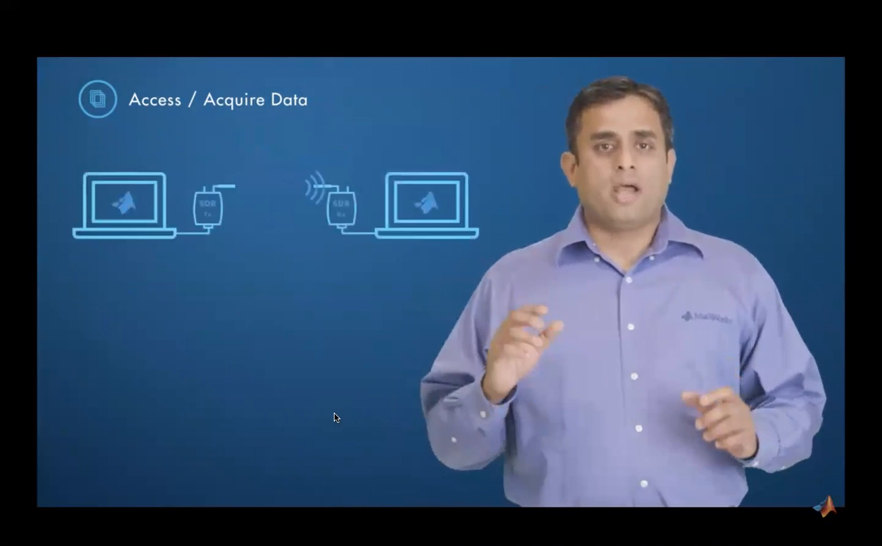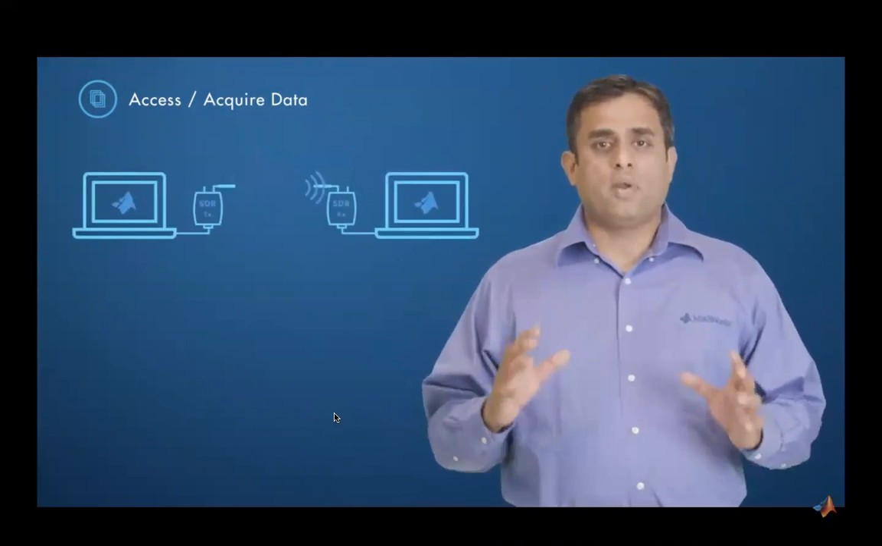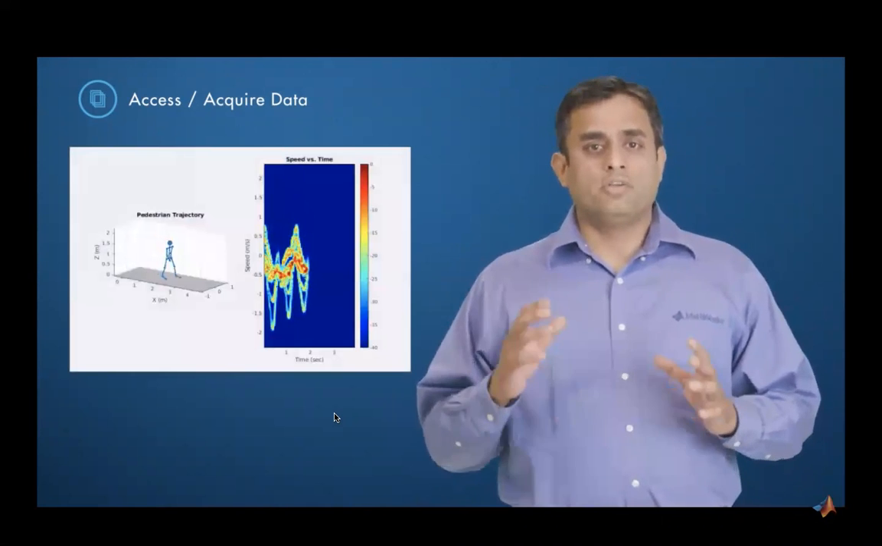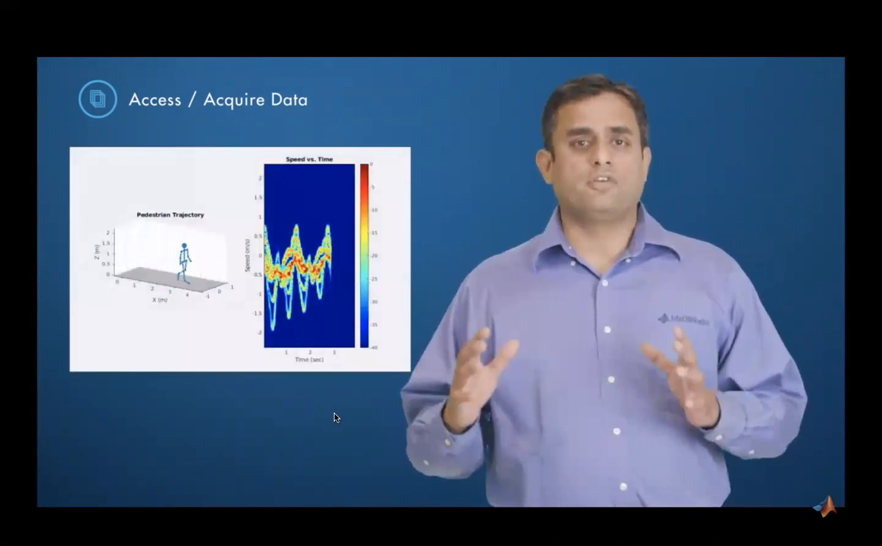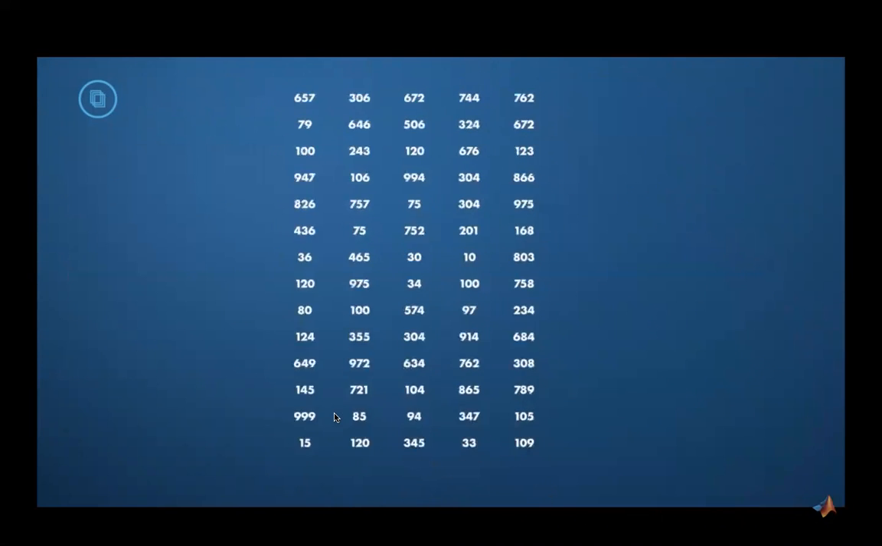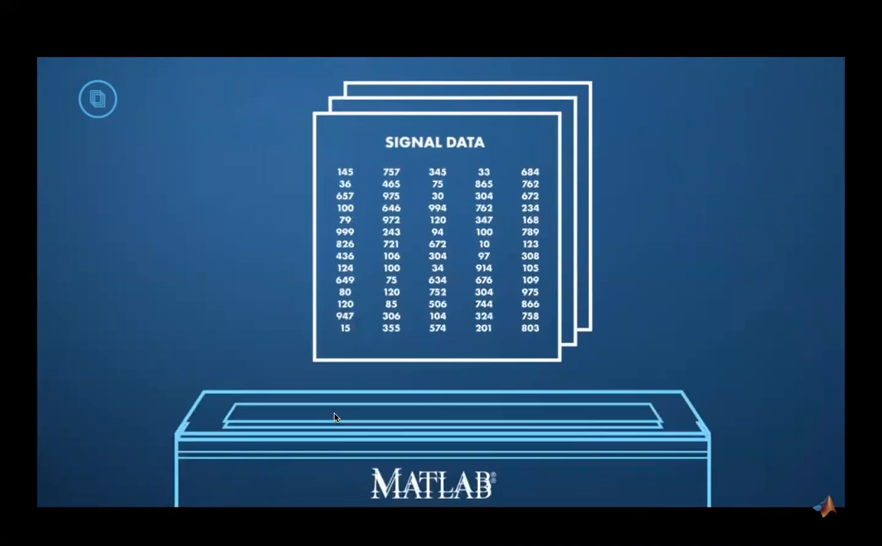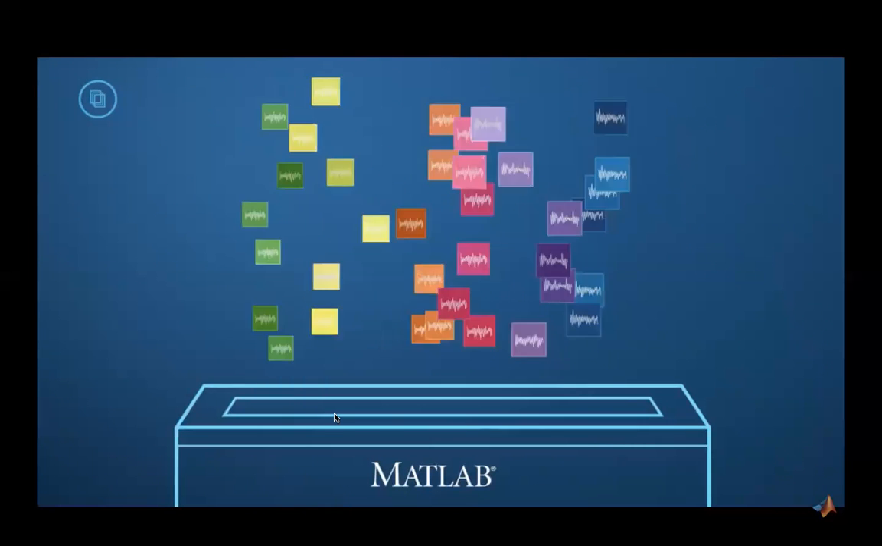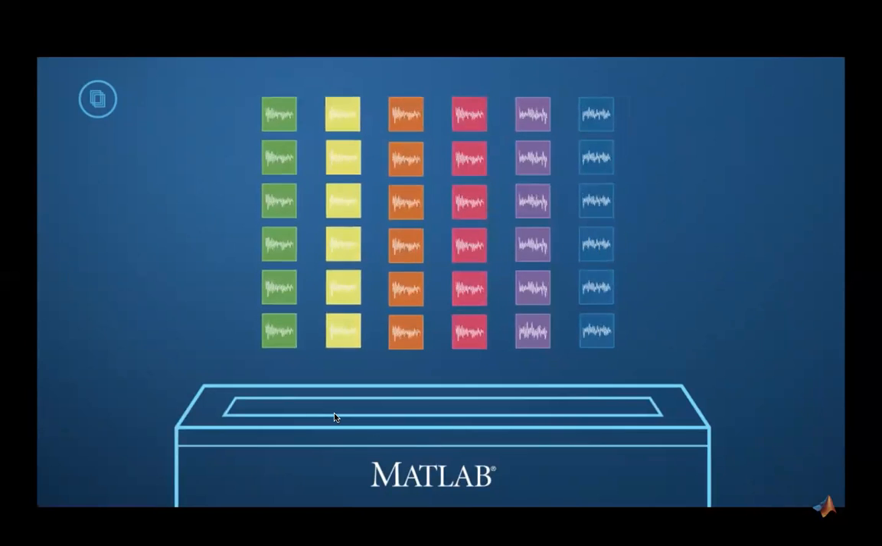The first step in building a deep learning model is to access and manage your data. Using MATLAB, you can acquire signals from a variety of hardware devices. You can also generate synthetic data via simulation or use data augmentation techniques if you don't have enough data to begin with. MATLAB simplifies the process of accessing and working with signal data that is either too large to fit in memory or if you have large collections of signal data.